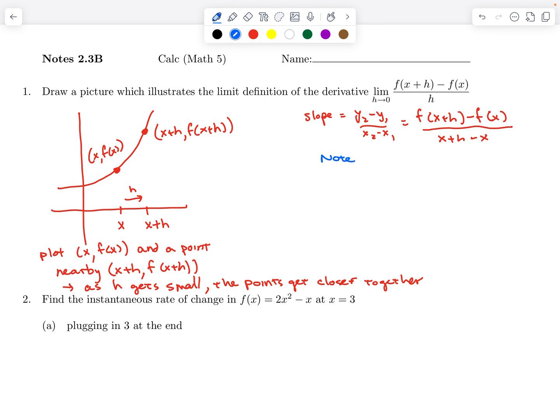The only simplification that we can do is the x's on the bottom. So everything else is stuck inside something.